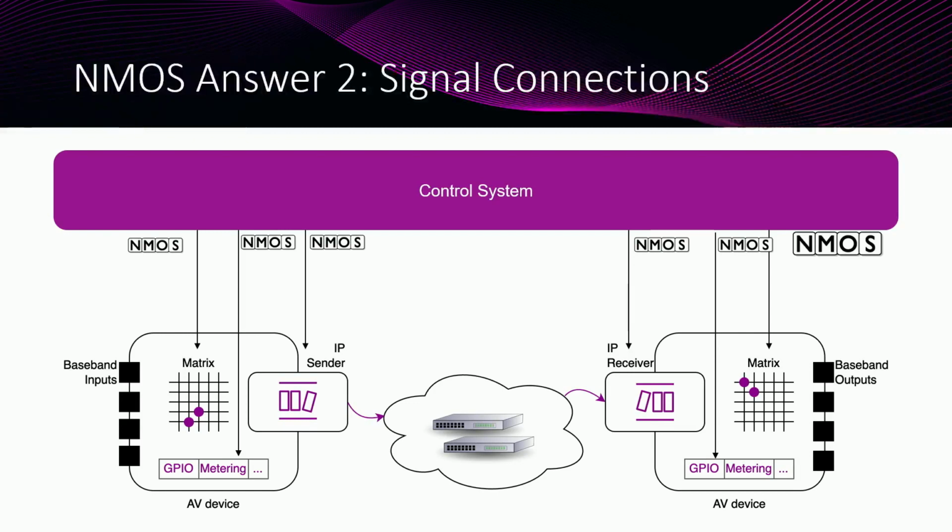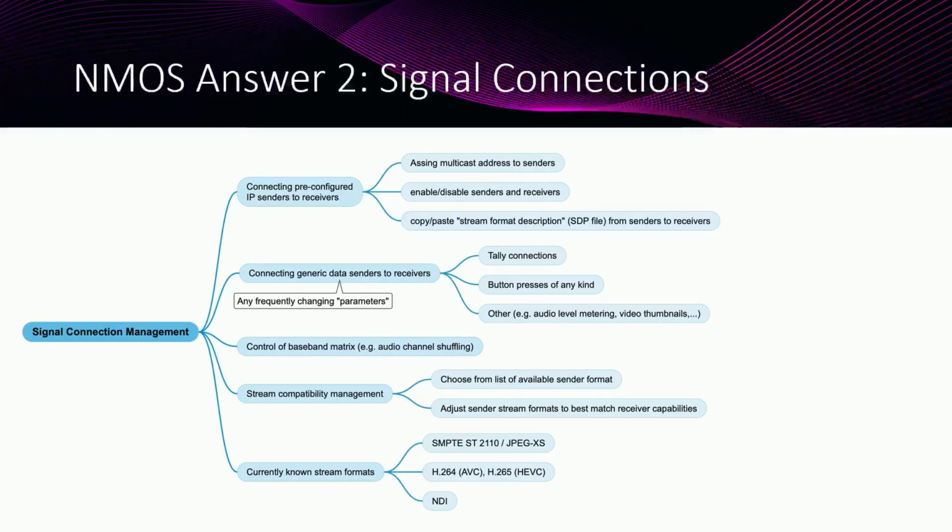It means basically connecting all kinds of signals, if you want, from a sender to a receiver, or from one device to another. In detail, that's how the mind map for that looks like. So first of all, again, the basics. NMOS can connect pre-configured, in this case, senders to receivers. That's what everyone knows about.